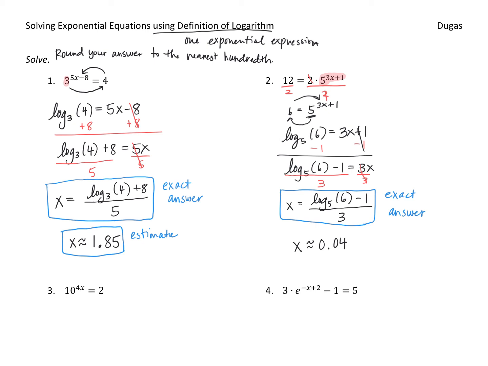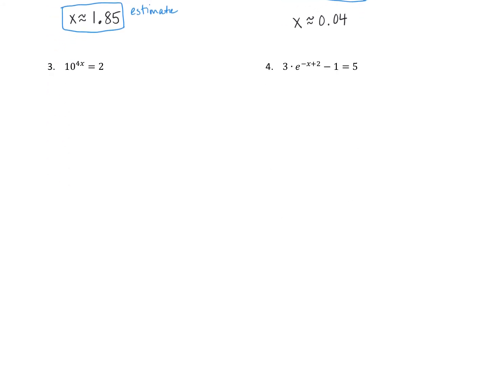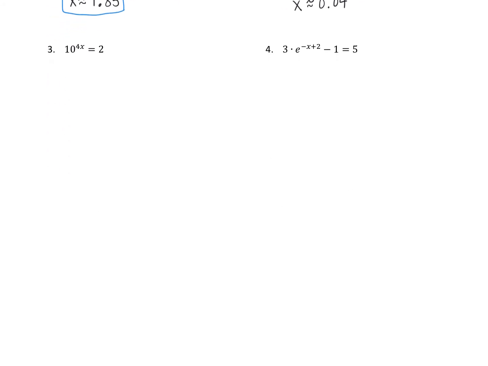So let's look at the next one. We've got 2 more that I want to walk through with you. Number 3. First you want to decide if the exponential is by itself on one side of the equal sign, and it is. The left-hand side is just an exponential expression. So we're good now to start by rewriting in log form.